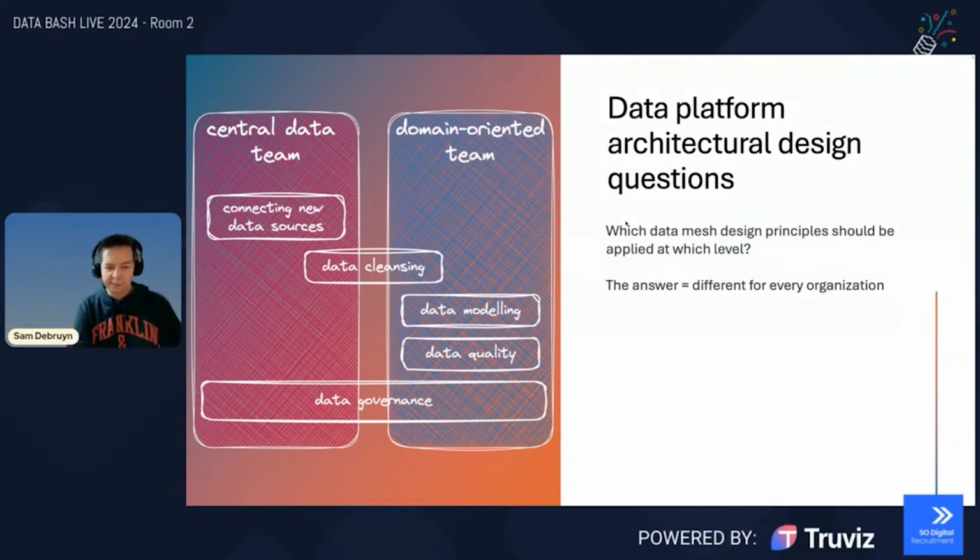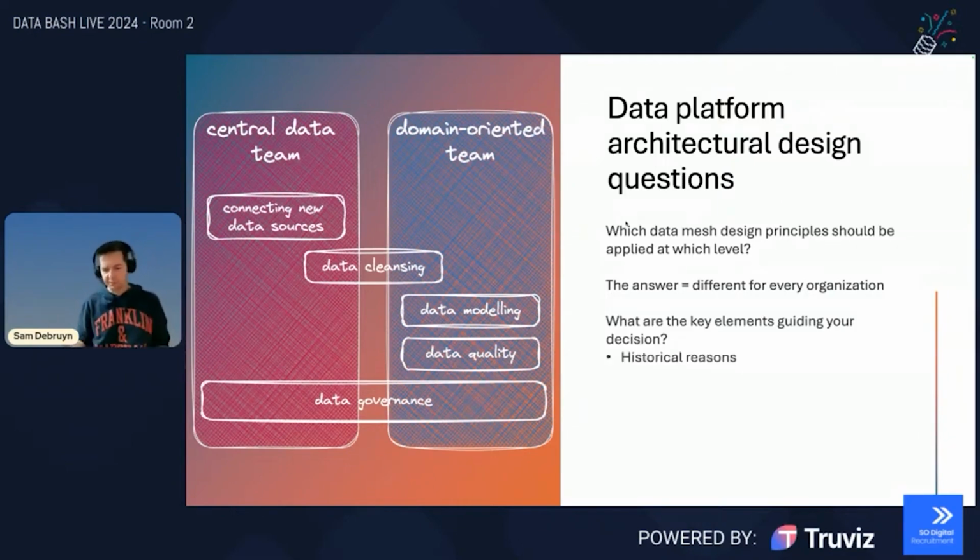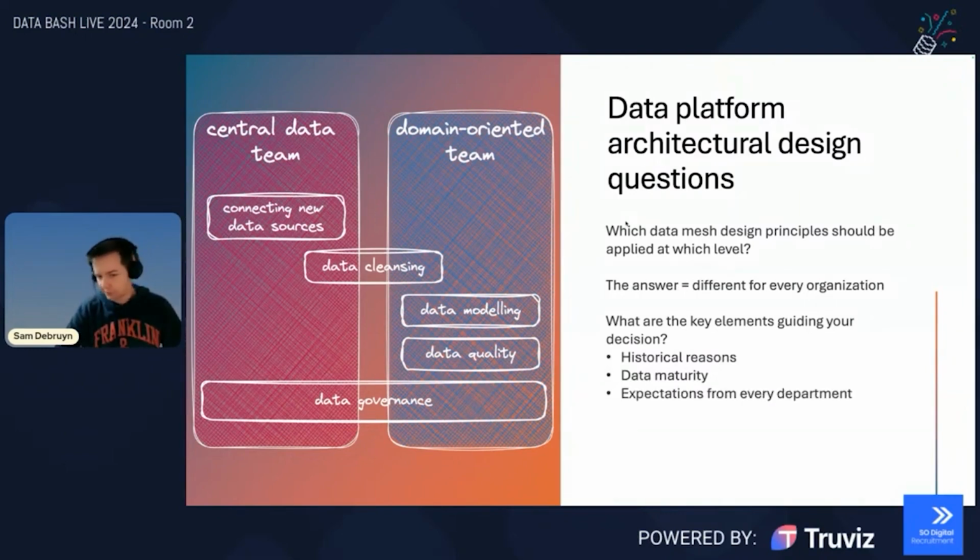So you have the 2 teams on the screen, the central data team and then one of the domain-oriented teams. Why did I structure it in this way? Well, there are certain elements guiding your decision. There can be historical reasons, there can be the reason for data maturity. The more mature your domain-oriented teams are, the more you can make them responsible for as well. You can have expectations from different departments on how they want to work or not work with the data. There can be plans to either upskill the existing team or upstaff the existing teams.